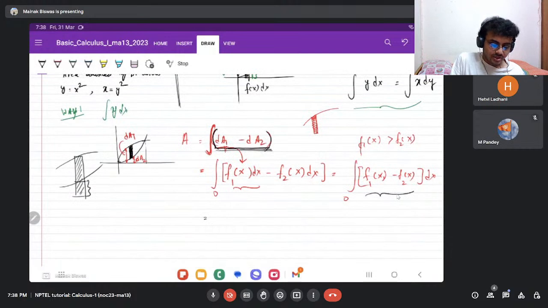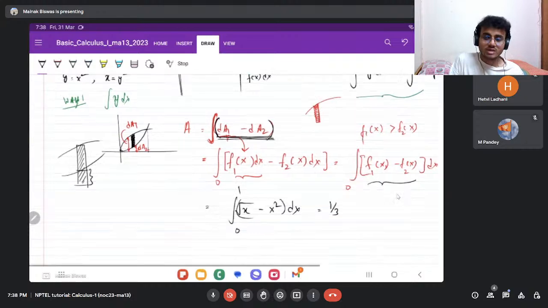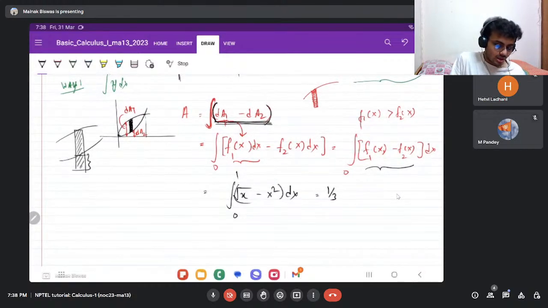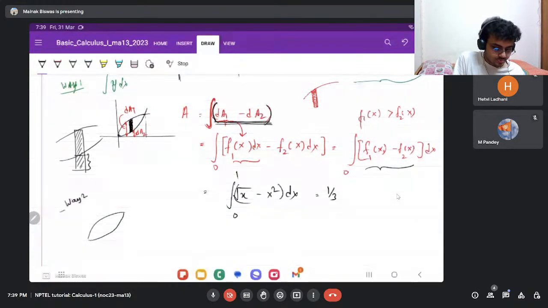So this would be the integral of f1, which is root x minus x square, from 0 to 1. This is also 1 by 3, same answer, right? Another way, way 2.